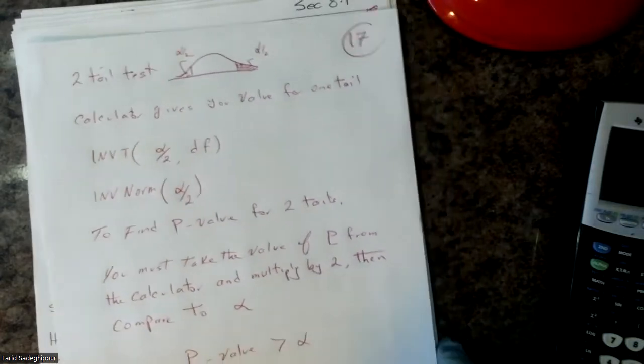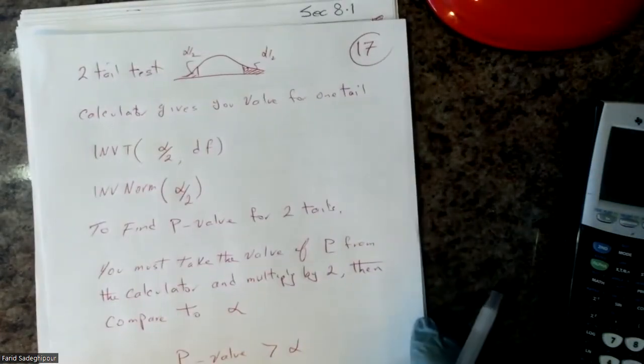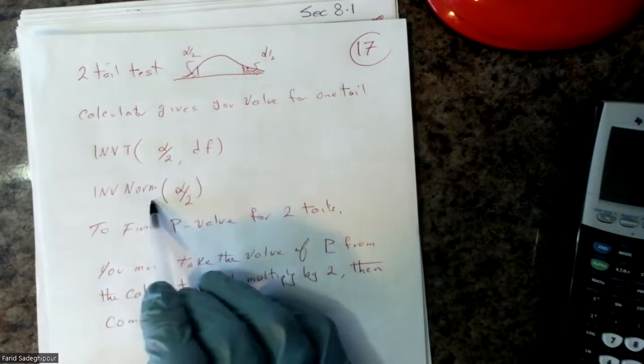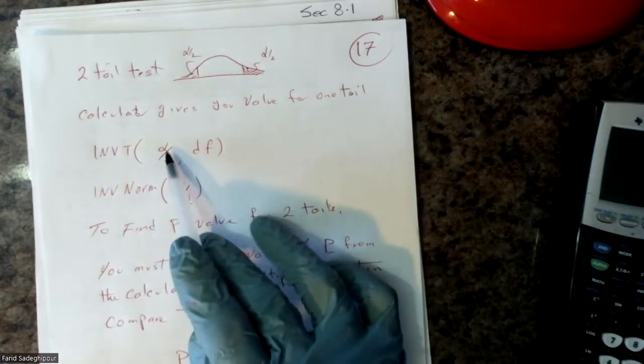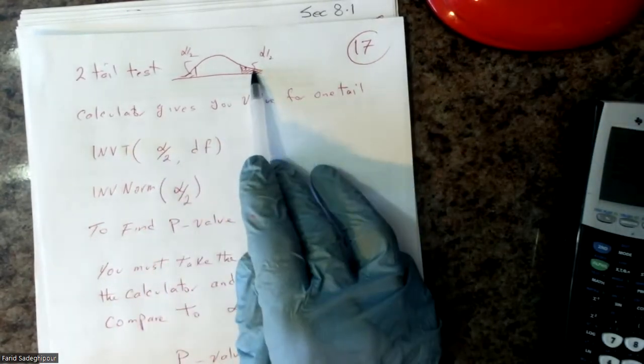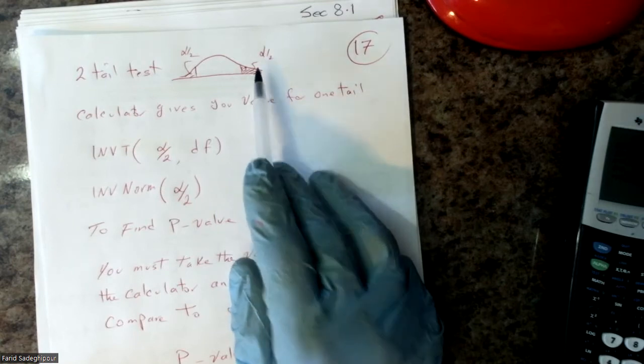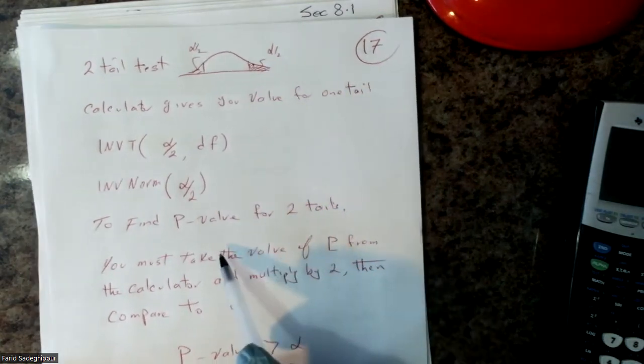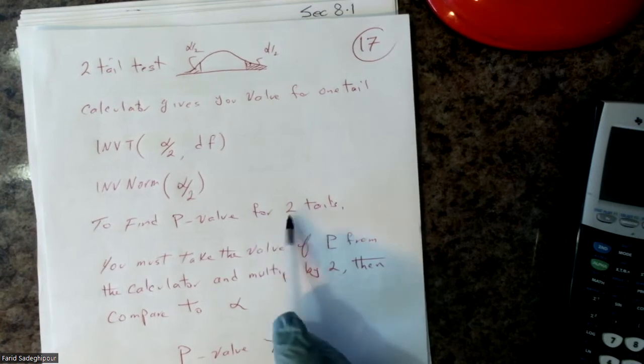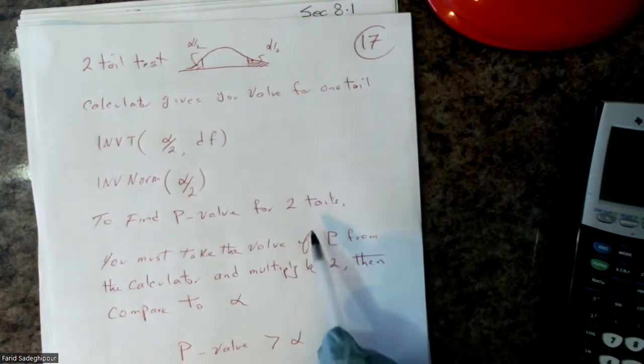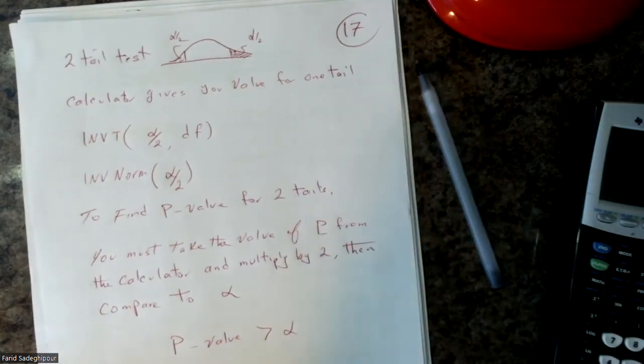You should remember, in the case of a two-tailed test, when you use the calculator, even for inverse T or inverse norm, the calculator always uses the area of one tail, okay? So in that case, if you want the p-value from the calculator, you have to multiply that by 2.